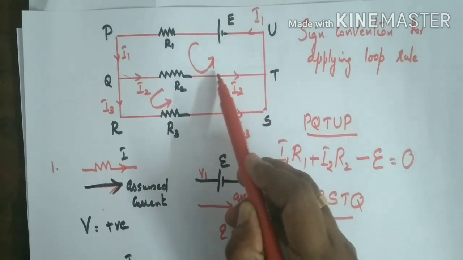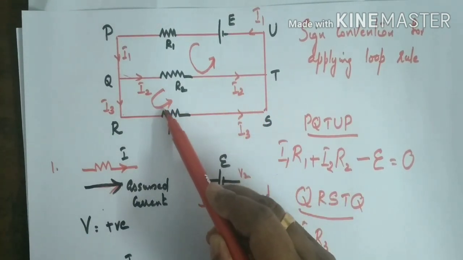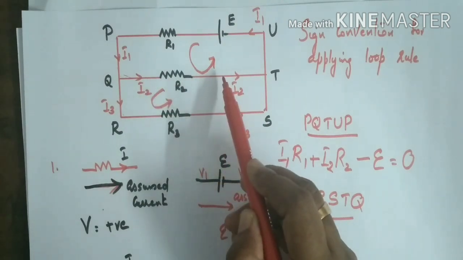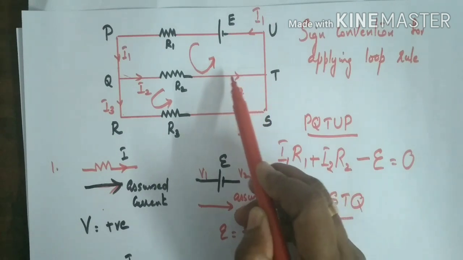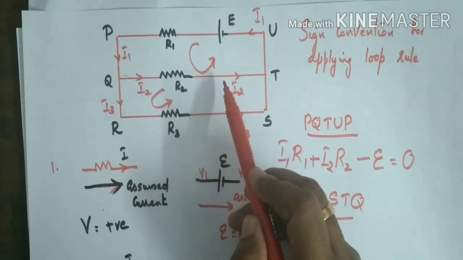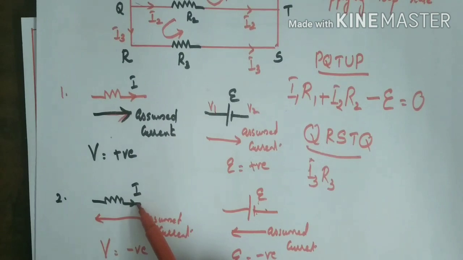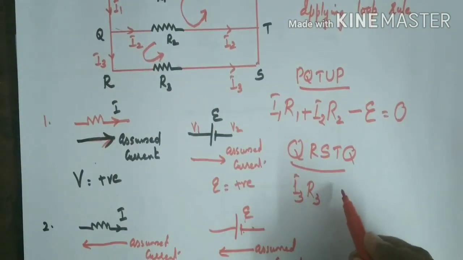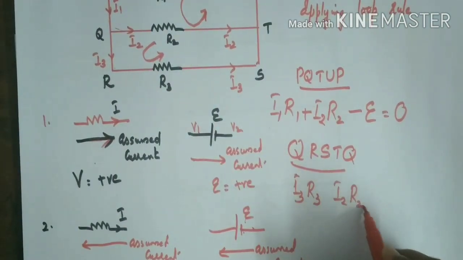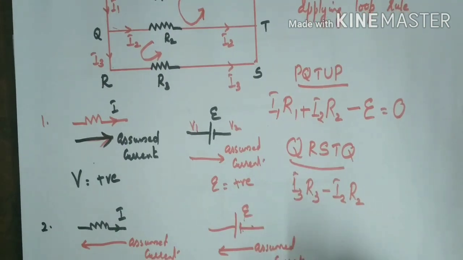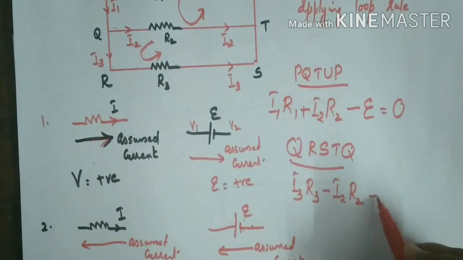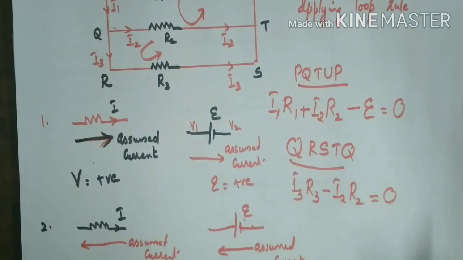Next comes this one, R2. What is the assumed direction? This is the assumed direction. But what is the original direction? Opposite, isn't it? So the assumed direction is towards left, but the original current is towards right. Both are in the opposite direction. If the original direction of current and assumed direction are opposite, then the potential difference is taken as negative. What is the potential difference across R2? It is I2 R2. Since both are opposite, we put a negative sign. No other elements are here. Only R2 and R3 are there. Therefore, equal to 0. Right.